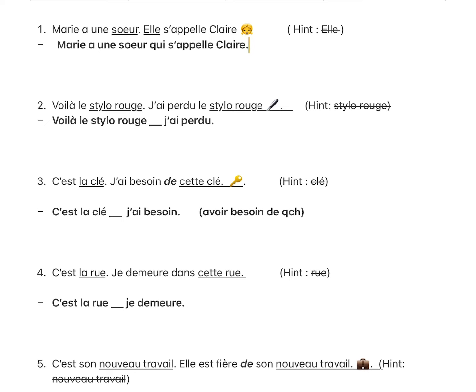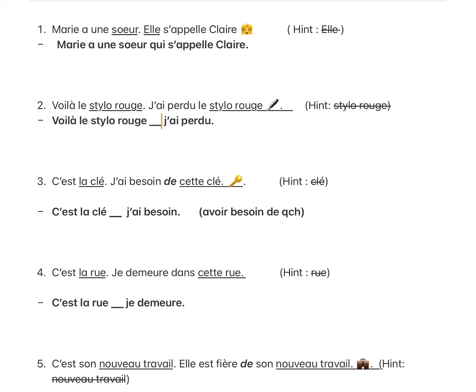The second sentence, voilà le stylo rouge. Here is the red pen. J'ai perdu le stylo rouge. I lost the red pen. Voilà le stylo rouge blank j'ai perdu. The hint is to drop the repeated word that is common in these two sentences. In this case, it is stylo rouge.